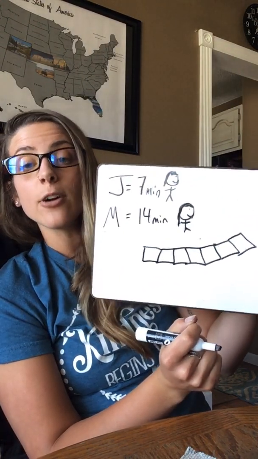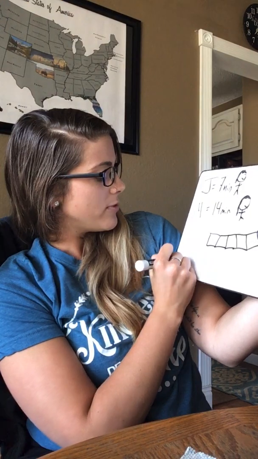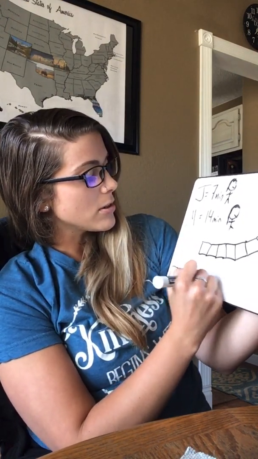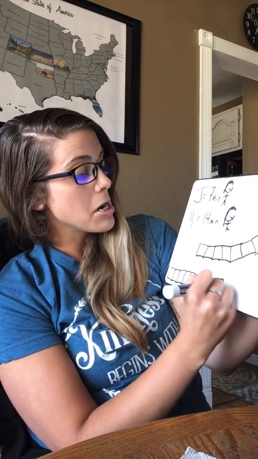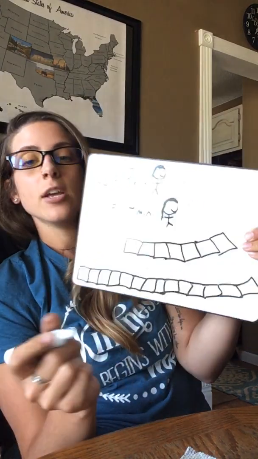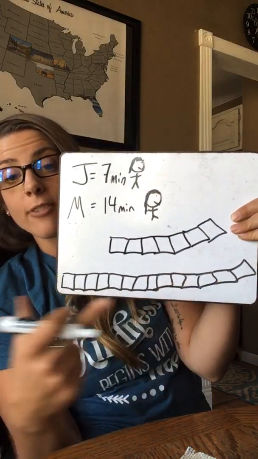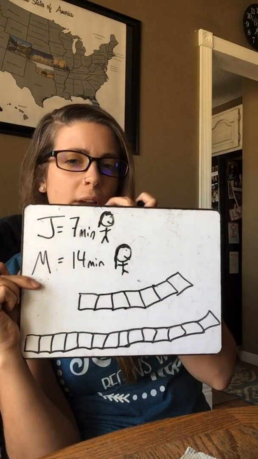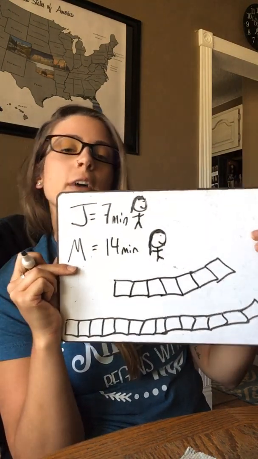If we were in class, we could even get out cubes and use them. And then Mariana was 14. 1, 2, 3, 4, 5, 6, 7, 8, 9, 10, 11, 12, 13, 14. So you can see Mariana did walk for longer. What kind of number sentence could we write for this? We're trying to figure out the difference.